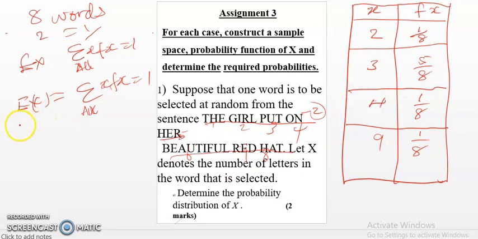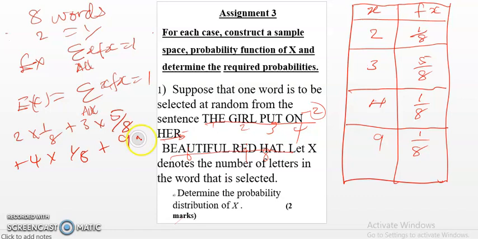So this will be 2 multiplied by 1/8, plus 3 multiplied by 5/8, plus 4 multiplied by 1/8, plus 9 multiplied by 1/8. Put them in your calculator, and that will give us 3.75. And this will be our first solution.